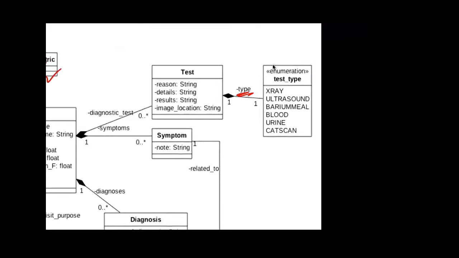Right, it's an enumeration. It means that you have a set of literal values that the particular attribute can take on. The test type can be an X-ray, ultrasound, and so on and so forth, right? And the one-to-one relationship here means that there can only be one type of a test.